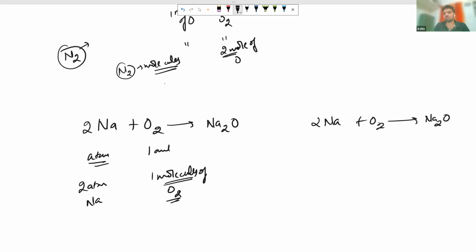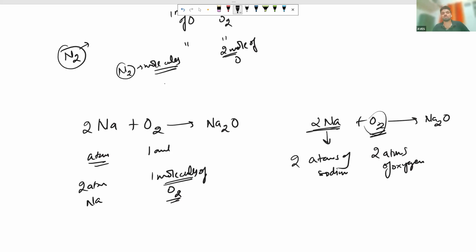And if I'm saying 2Na plus O2 gives you Na2O, then 2 atoms of sodium combine with 2 atoms of oxygen. So if I'm saying atoms, then it will be 2 atoms of oxygen. If I'm saying how many molecules there are, there will be only 1 molecule of oxygen. Okay, you understood? Can you explain again? 2 atoms of sodium combined with O2, then they will form Na2O.